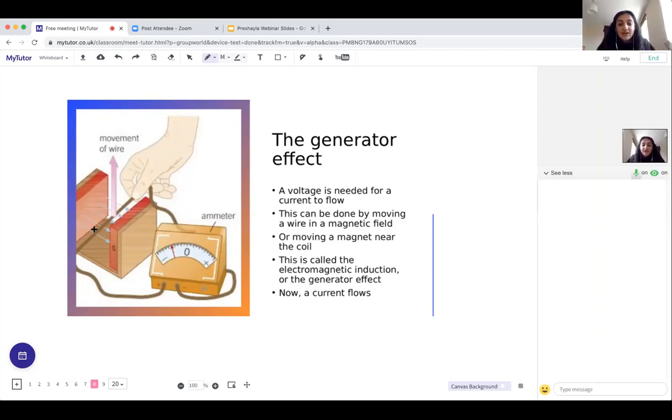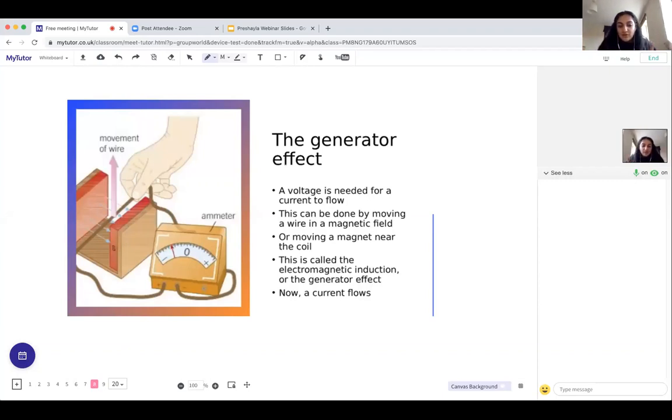Now, this can be done either by moving the wire in the magnetic field, so moving it up and down, or in and out, or moving the magnet in the coil, pushing the magnet in and out of the coil. This is called electromagnetic induction or the generator effect. Those two names can be used interchangeably. If we move the wire in relation to the magnet, or the magnet in relation to the wire, if there is movement between them, a potential difference will be created and a current will flow. You can see that the ammeter detects this current being created.